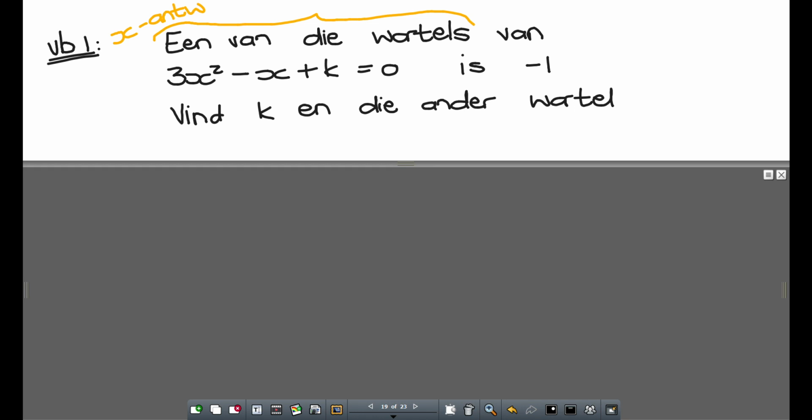Nee, dis nou ongelukkig by wiskunde. Jy het so min om te leer, né? So hulle toets jou taal ook so tussen.